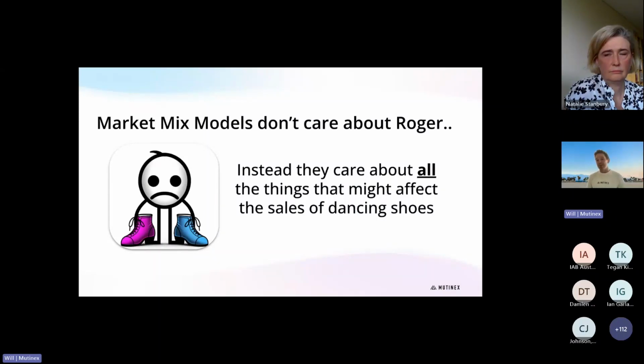So market mix models, ultimately, they just don't really care about Roger. They don't want to know exactly what Roger got exposed to in his online browsing, etc. They're not trying to track him, not trying to follow him around and see what he's been doing, listen in and see what he's been exposed to. What they do care about is all the things that might have affected the sale of those dancing shoes. So we're not interested in what Roger's up to. We're interested in the world that those shoes exist in, and ultimately what's driving the sales of those shoes.